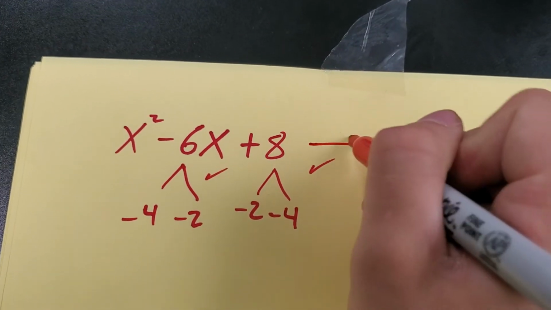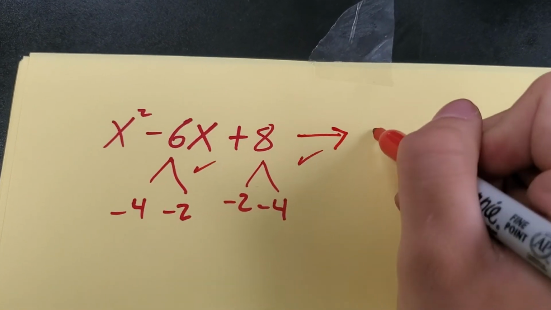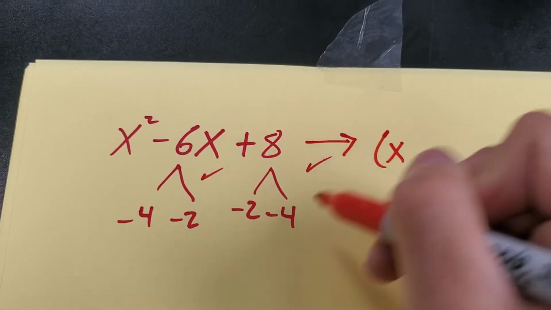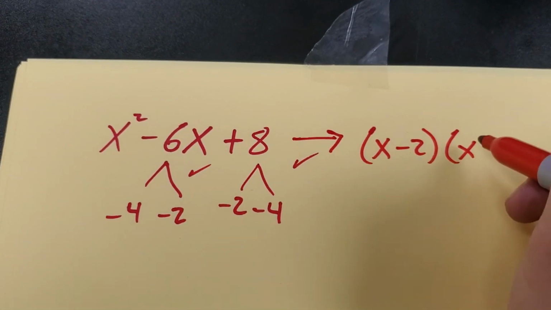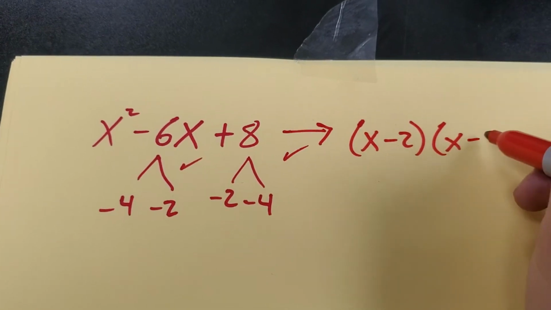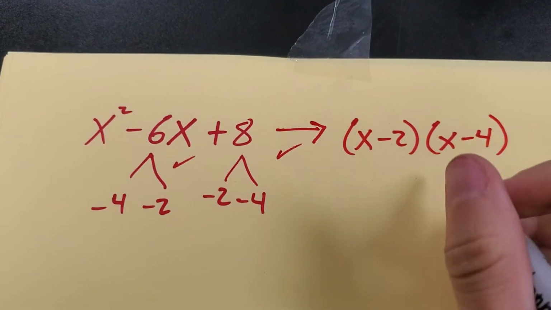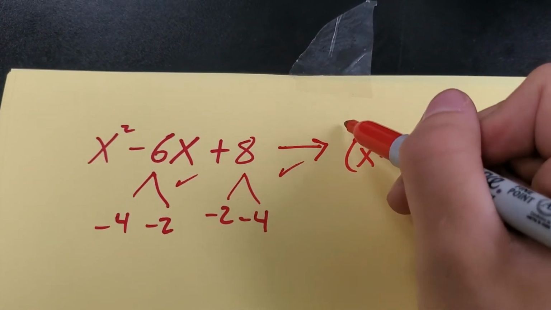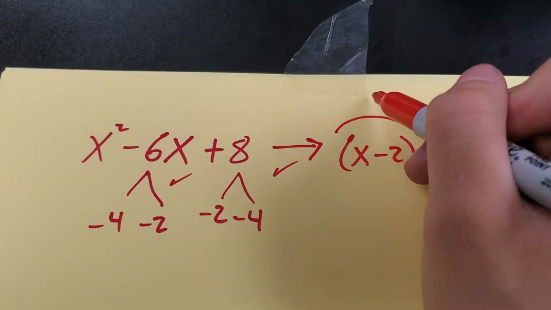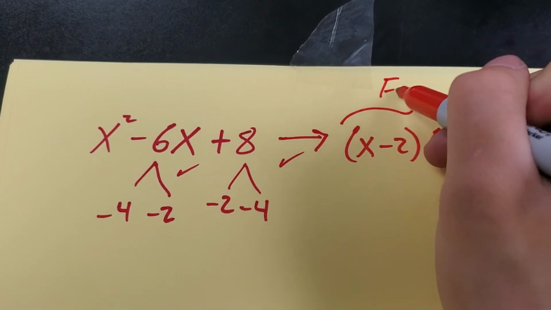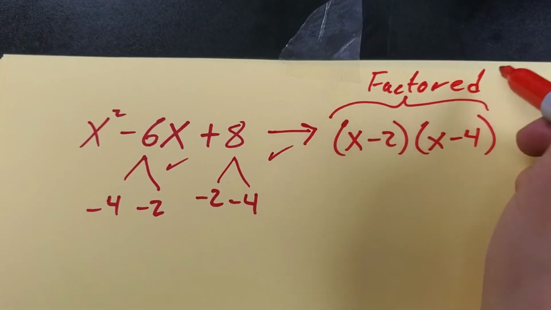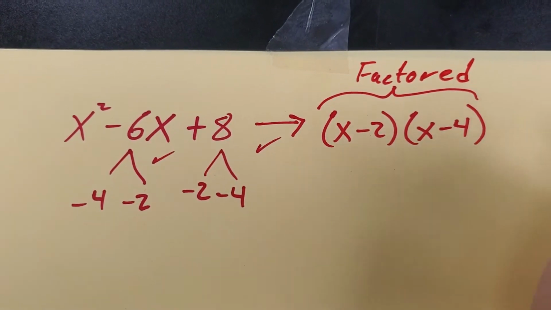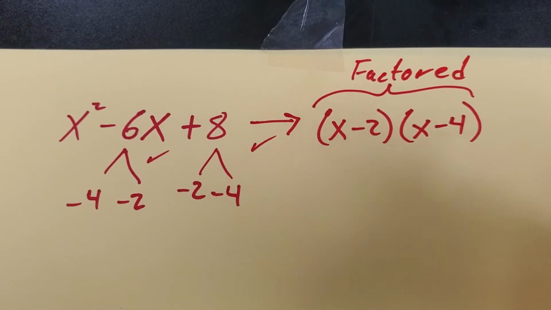That means this is going to be equivalent to x minus 2, and there it is, and x minus 4. And there it is. So there you go, this is my factored form. Great. Now the next thing is after it's factored.